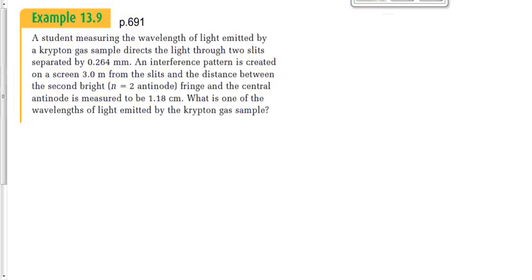All right, question number 13.9 on 691. It says a student measuring the wavelength of light emitted by krypton gas directs the light through two slits separated by this distance in millimeters. We want to be in meters, so let's circle that. The interference pattern is created on a screen 3 meters from the slits, and the distance between the second bright fringe and the central antinode is 1.18 centimeters. What is one of the wavelengths of light emitted by krypton gas?